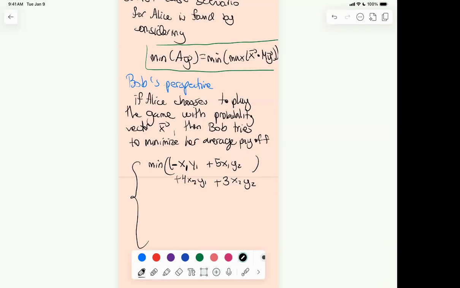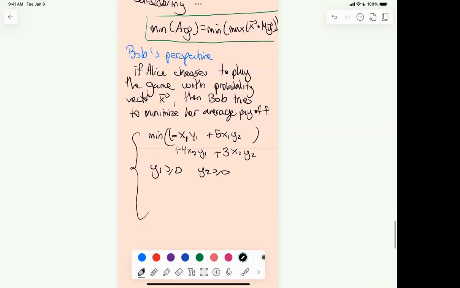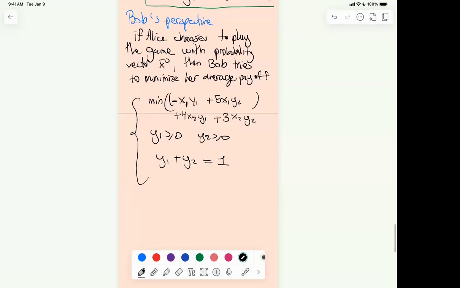But now again, Bob is trying to minimize the average gain of Alice, and so he's trying to choose the probabilities for him. So now the variables are y1 and y2, because that is what Bob is trying to find. And the condition is the probability should add up to 1. But again, this is literally an optimization problem, like the ones that we have written before.